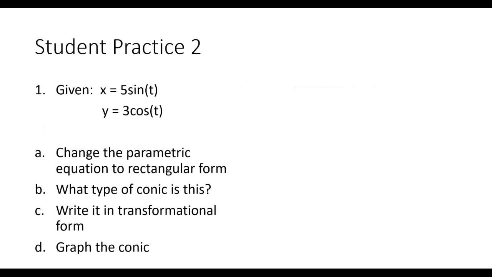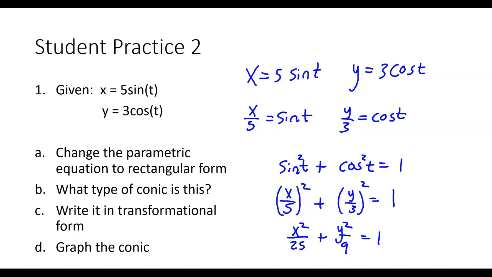So once again, we'll go ahead and do this in steps because this stuff's kind of a lot. So let's go ahead and have you guys do part A, changing the parametric equation into rectangular form. That's the thing where you get the sine and cosine by itself and you use the Pythagorean identity. So pause the video here, give it a try, and when you unpause it, I'll have the answer up for you.